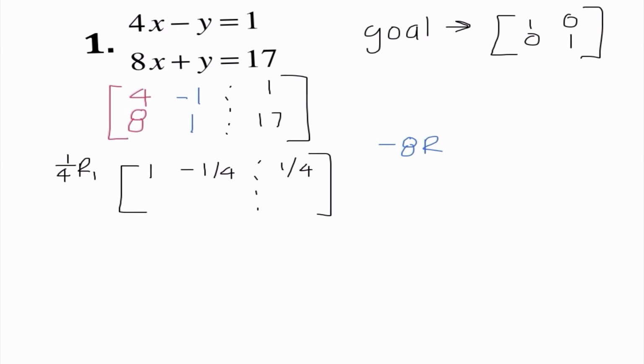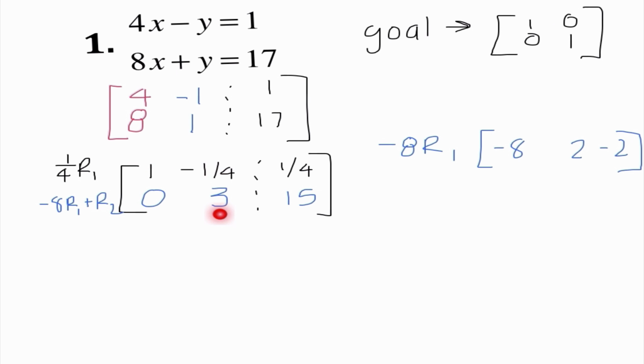There we go. Times row 1, which would give me -8, +2, -2. Okay, so I'm doing -8 row 1 plus row 2. So -8 plus 8 is 0. 2 plus 1 is 3. -2 plus 17 is 15. So we have successfully gotten our first column.